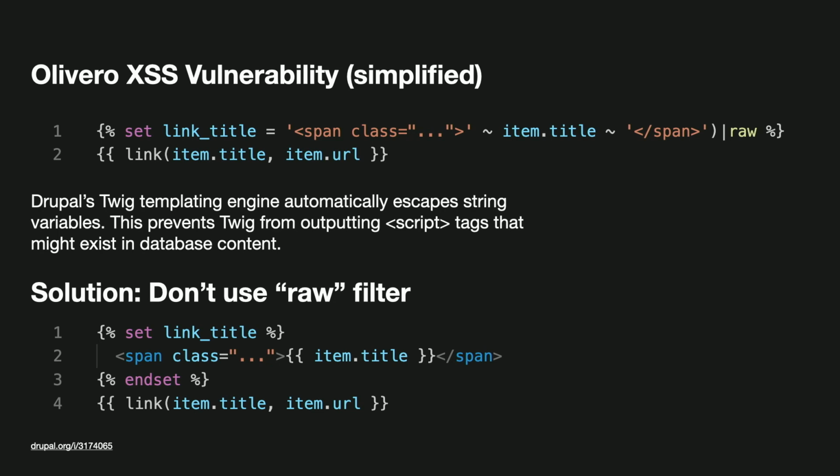The solution is not to use the raw filter. I think with Twig 2 it's called verbatim. So if you ever see raw or verbatim, a little warning flag should go off. You need to pay a little bit of special attention to that to make sure you're not doing something like I did right here. There's ways around it. Y'all know in Drupal and in Twig, there's a million ways to do everything. We just did it a different way, and it worked perfectly.